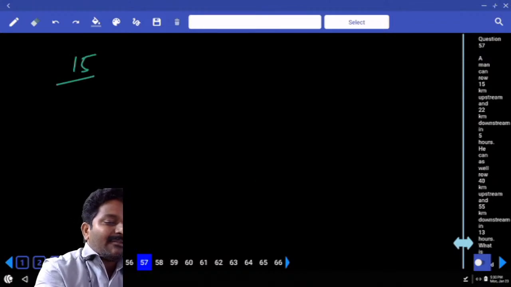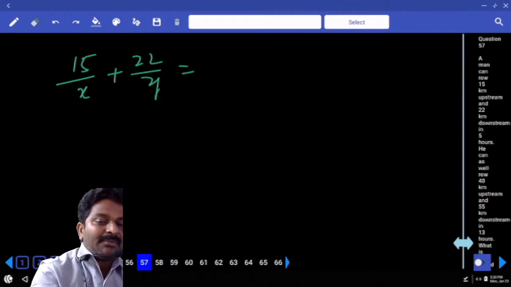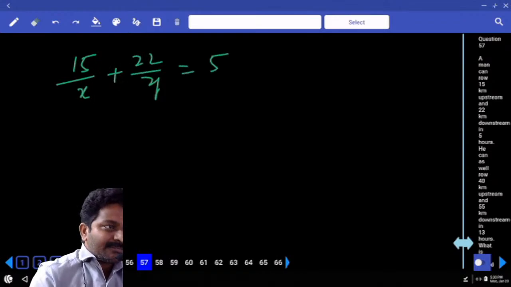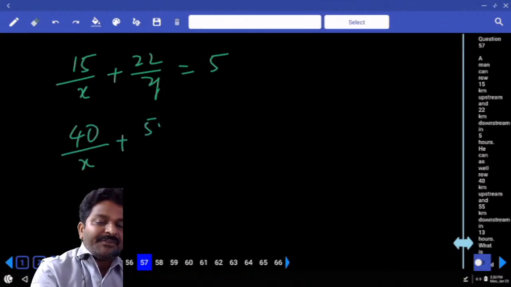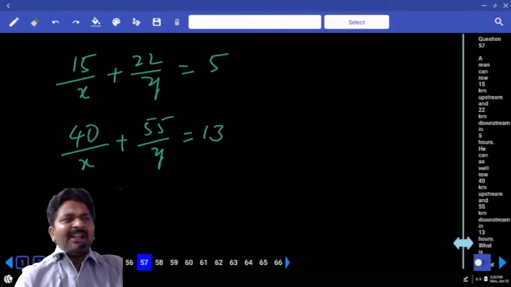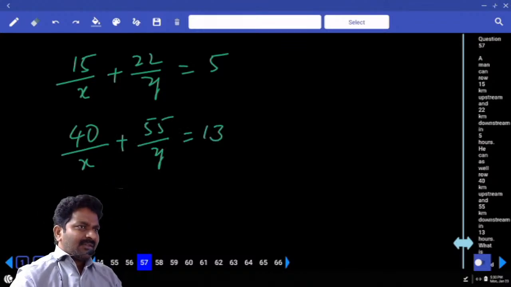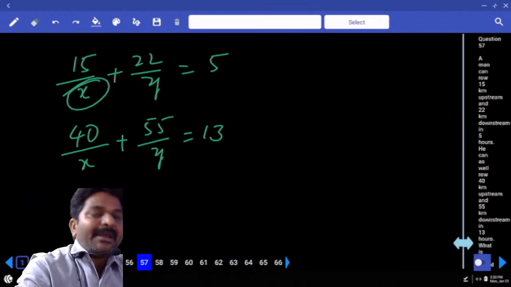15 kilometers covered in upstream, 22 kilometers covered in downstream, and the time is 5 hours. 40 kilometers covered in upstream, 55 kilometers covered in downstream, and now the time is 30. I'll tell you simple logic. It's not a Newton's fourth formula. Divided by X we have.